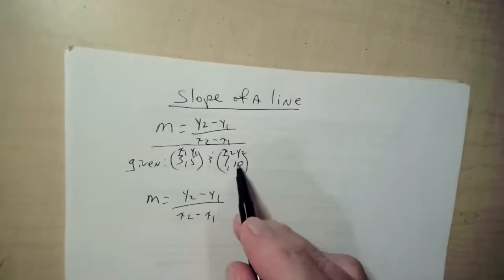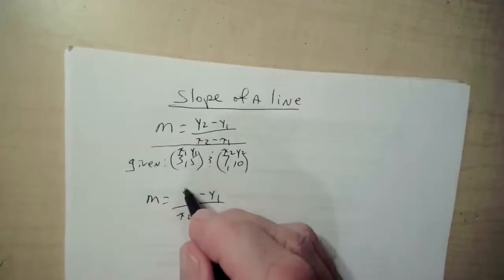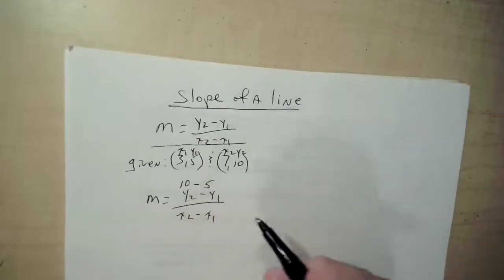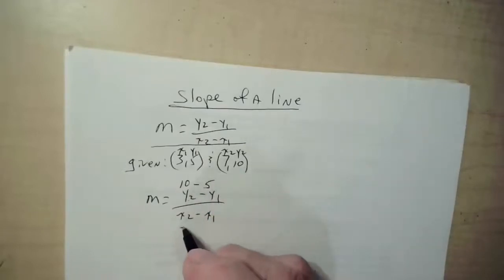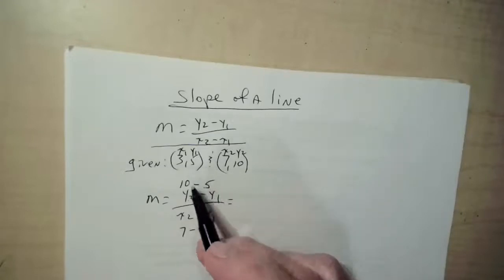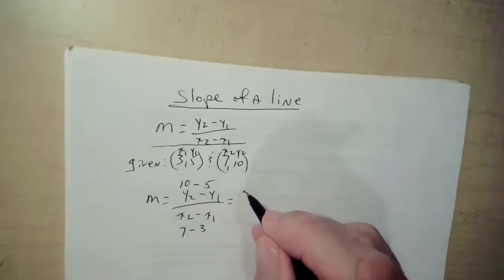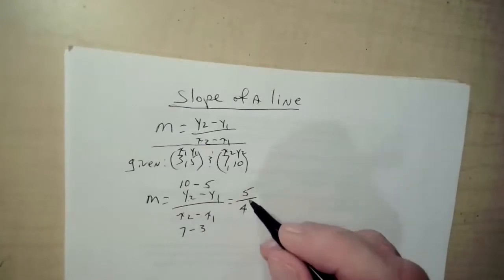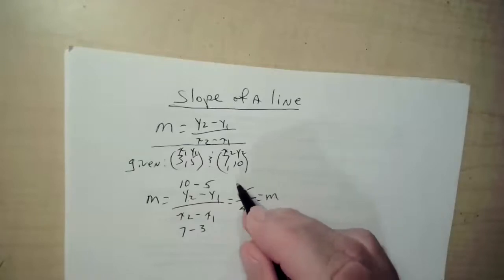Now what is y2? y2 is 10 minus y1, which is 5. And x2 is 7 minus 3. Now it's just arithmetic. 10 minus 5 is 5 over 7 minus 3, I think, is 4. And that's our slope.